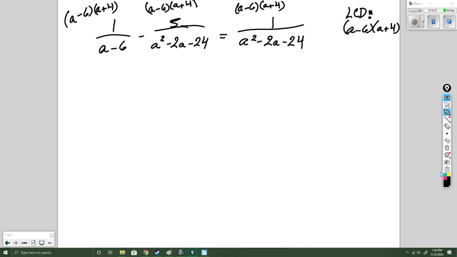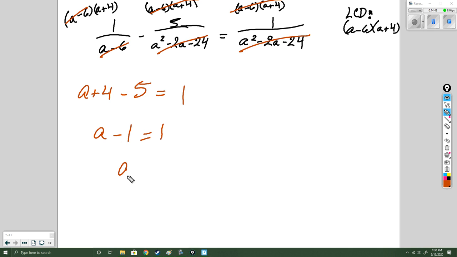All right, and now we're going to cancel out what we can. So in these two, the whole thing cancels out there. And in this one, we are left with an a plus 4. So that's a plus 4 minus 5 equals 1. Simple enough. So that's just a minus 1 equals 1. And we get a equals 2. And that's it, folks. Nice, short, and sweet.